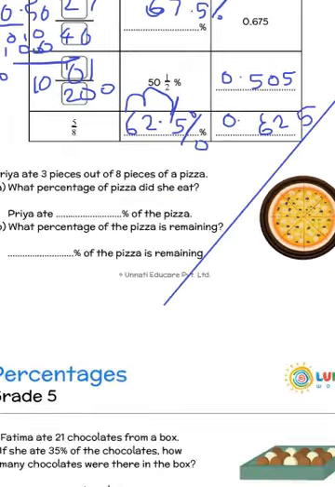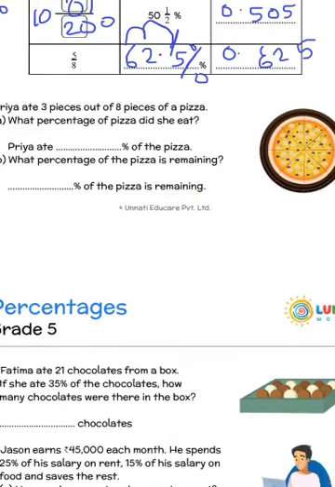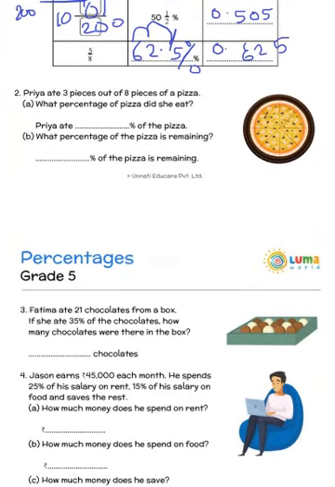Next is: Priya ate 3 pieces of the 8 pieces of a pizza. What percentage of pizza did she eat? So we are going to find out that it is 3 upon 8. Remember, as a percentage we need to convert. So 3 by 8 multiplied by 100, because we want to convert it as a percentage.